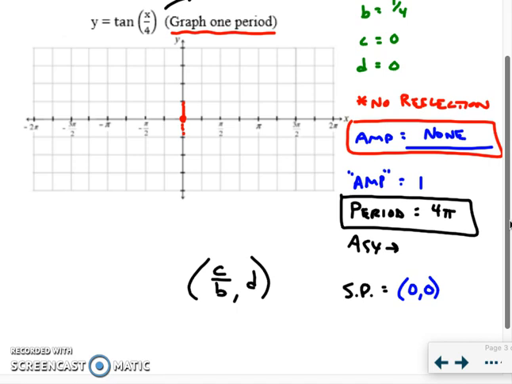So once we've gone up and down the amplitude, again, sine and cosine would say that we would want to move to the right 1 period length, but that's not what we would do with tangent. Instead, with tangent, we're going to go to the right half of the period. So half of 4 pi is 2 pi. We're going to go to the left half of the period. This way, my starting point is smack dab in the middle.